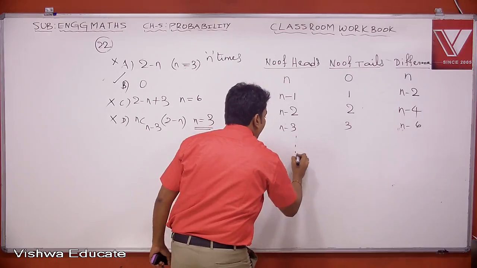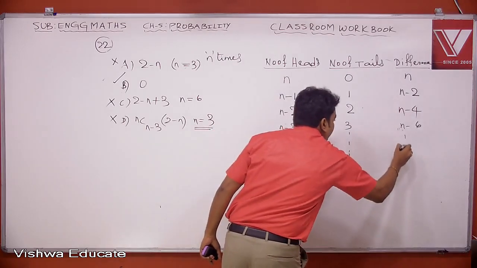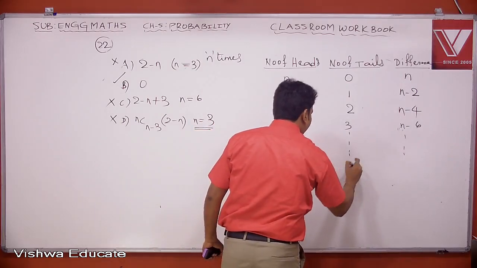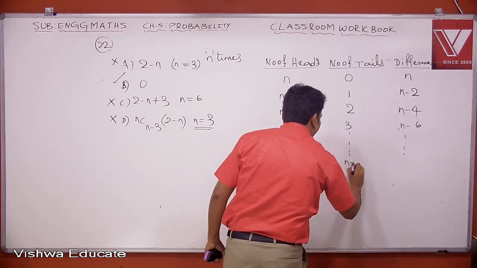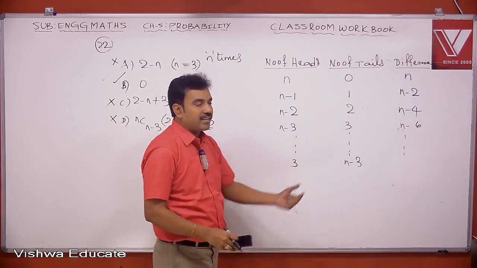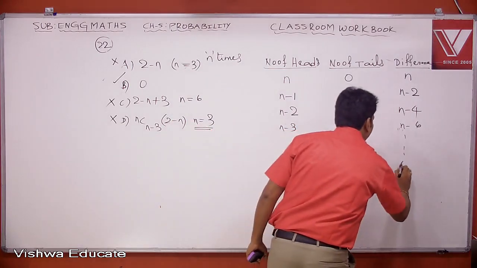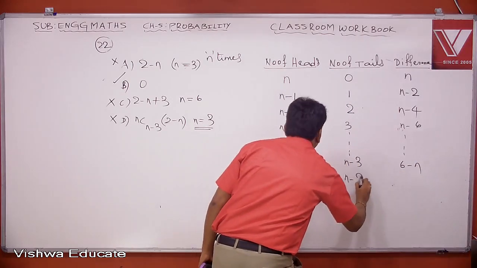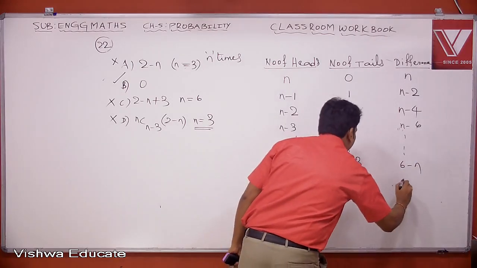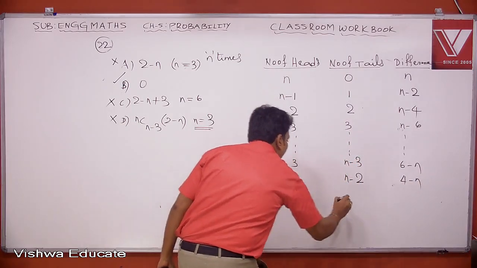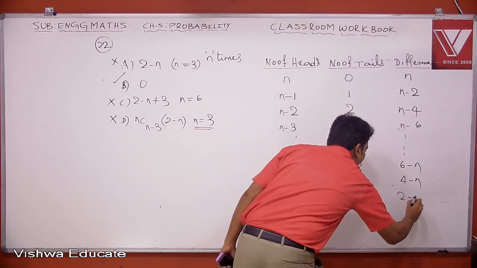So when you continue the table like this, suppose the heads are 3, then tails become n minus 3. So 3 times heads, the remaining times you will get tails. So here the difference is 6 minus n. Suppose heads are 2, so tails are n minus 2. Then the difference is 4 minus n. If heads are 1, tails are n minus 1. The difference is 2 minus n.